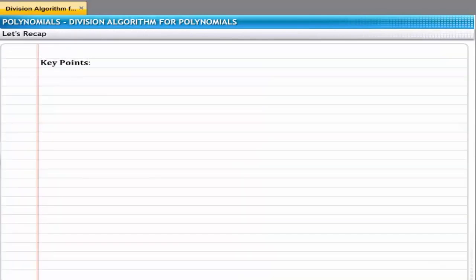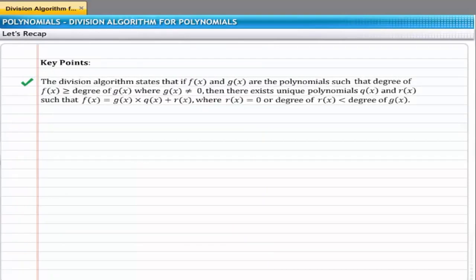You have reached the end of this section. Let's recap the division algorithm for polynomials, which states that if f of x and g of x are polynomials such that the degree of f of x is greater than or equal to the degree of g of x, where g of x is not equal to 0, then there exist unique polynomials q of x and r of x such that f of x is equal to g of x into q of x plus r of x, where r of x is equal to 0 or the degree of r of x is less than the degree of g of x.